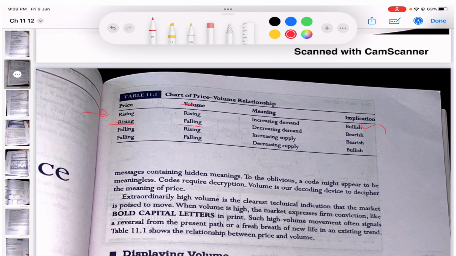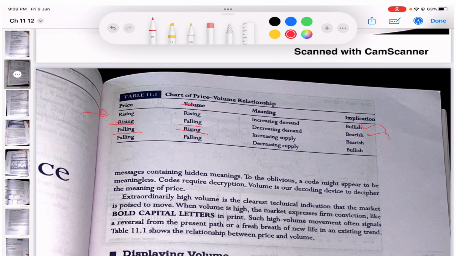The price is rising but the volume is falling. What is this? The price is increasing, there is an uptrend, but the buyers are not that interested. The volume is low. That means there is no demand in the market. The demand is decreasing. That means it is bearish. The price is going up right now, but since it's not supported by the volume, it might just come down soon.